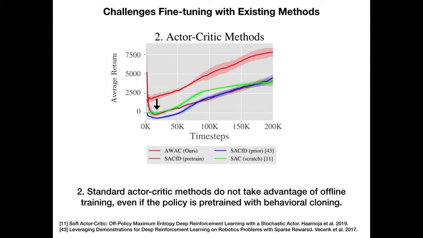However, we find that actor-critic methods struggle in offline training, even if the policy is pre-trained with behavior cloning. Above, we see 3 examples of soft actor-critic. The blue curve is pre-trained on prior data, but we see it is no faster than the green curve, which trains from scratch. Even if SAC is pre-trained with behavior cloning, shown as the brown curve, the policy immediately deteriorates during online fine-tuning.